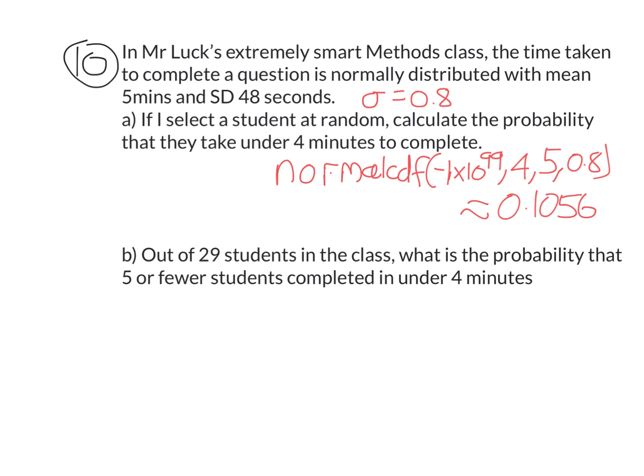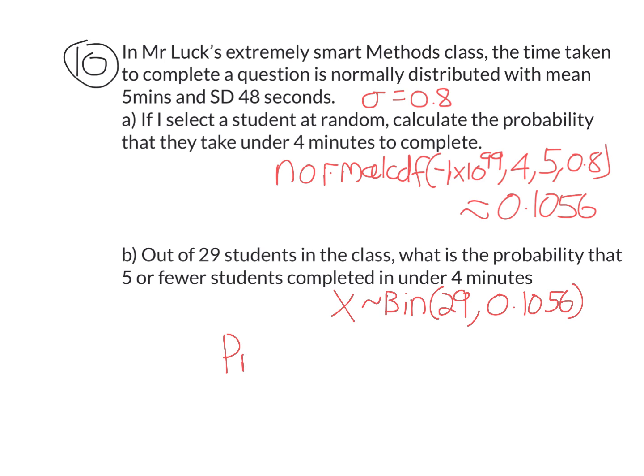So question B is a bit tricky, because it says out of 29 students in the class, the probability that 5 or fewer students complete in under 4 minutes. This is actually discrete data. The number of students who can do something is obviously going to be a whole number. So it turns out if I let X be the number of students that complete in under 4 minutes, it actually follows a binomial distribution. Each of the 29 students is like a trial, and the probability they succeed and complete in under 4 minutes is 0.1056.